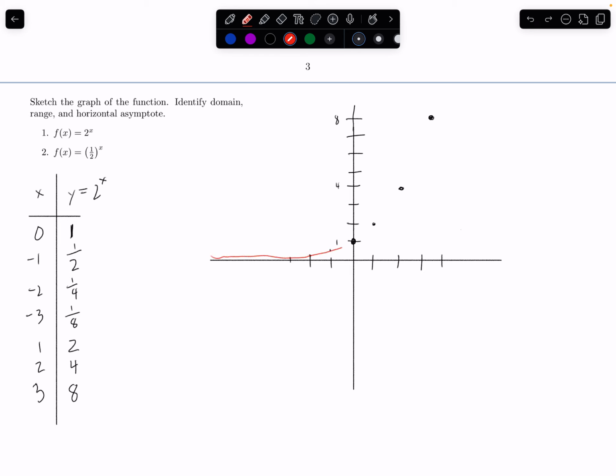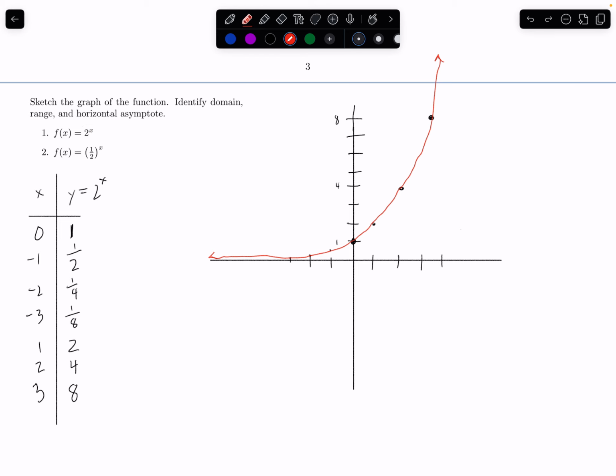Sorry, that line is not straight. And then as it increases, it gets big super quickly. And this is the general shape of an exponential function for a that's bigger than 1. So the a here would be the 2, yeah?